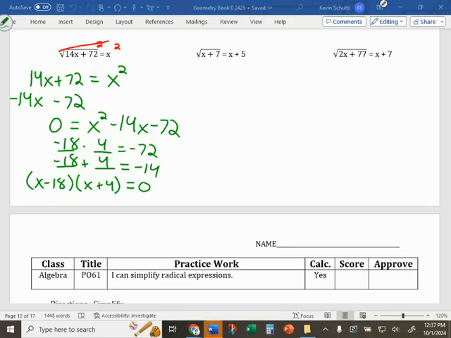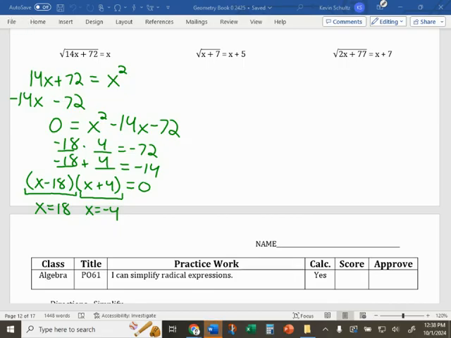Our solutions, what value for x makes this 0? 18. What value for x makes this 0? Negative 4. Do they both work? Does only one work? Let's find out together. So we go back up to the top.